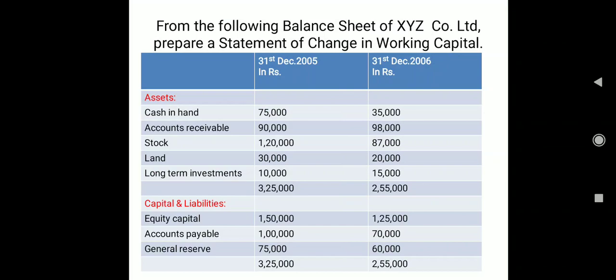We have information for 2 years, 2005 and 2006. We'll consider 2005 as the older year and 2006 as the more recent year, just for example. Then we have information about some assets: cash in hand, account receivable, stock, land, long-term investments. And then capital and liabilities: equity capital, accounts payable, and general reserve.